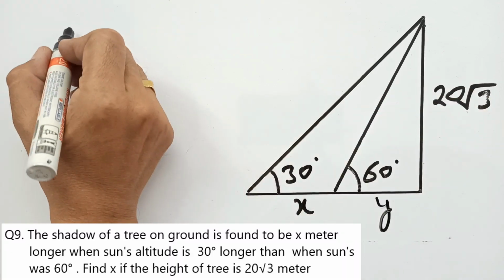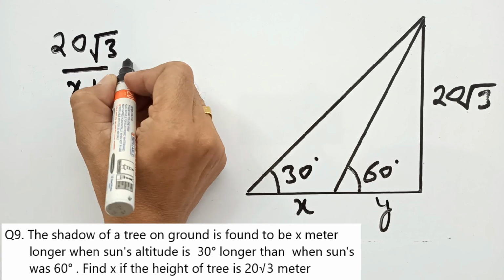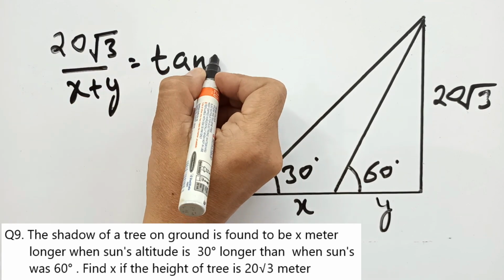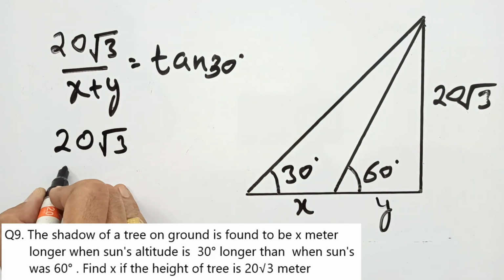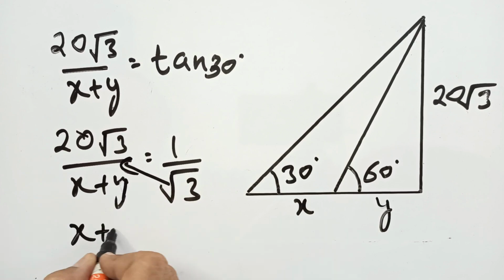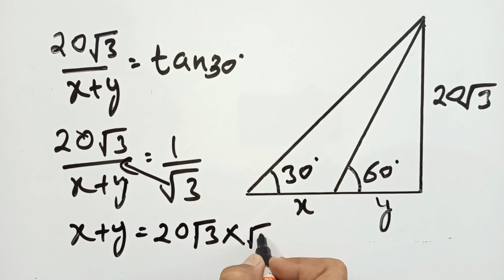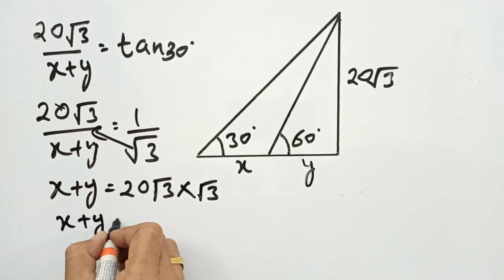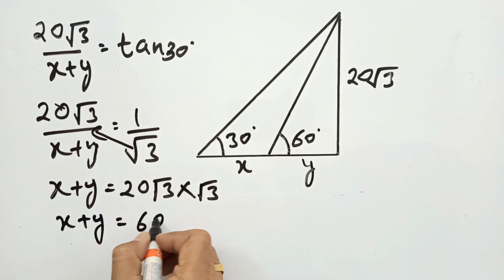Now in the bigger triangle, 20 root 3 upon x plus y is equal to tan 30, which is 1 upon root 3. Cross multiply. So x plus y is equal to 20 root 3 into root 3. X plus y is equal to 20 root 3 into root 3, and root 3 into root 3 is 3. So it will be 60.